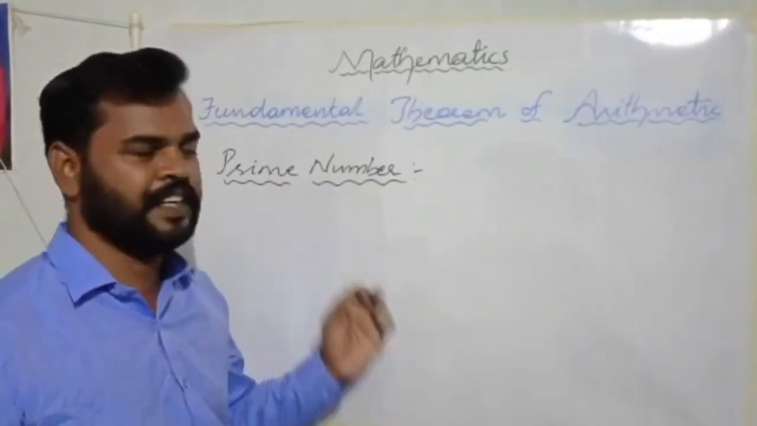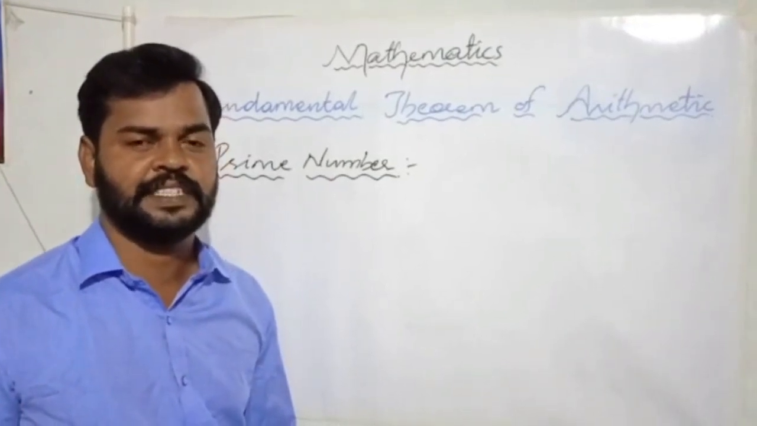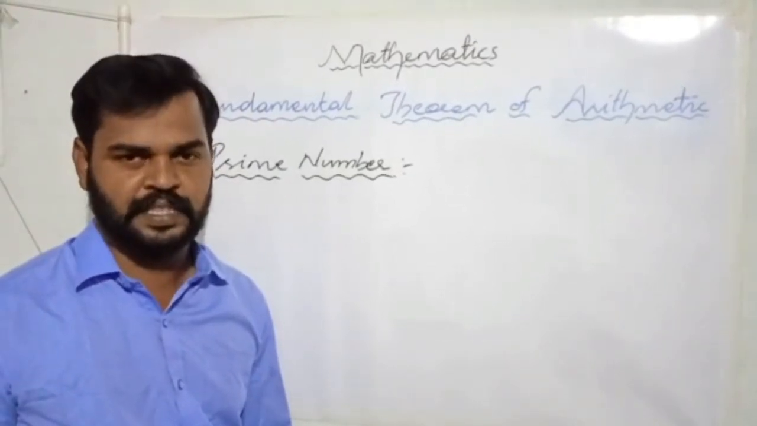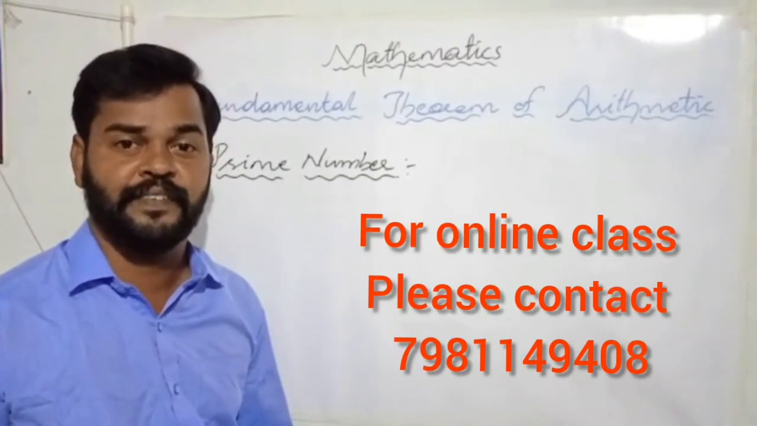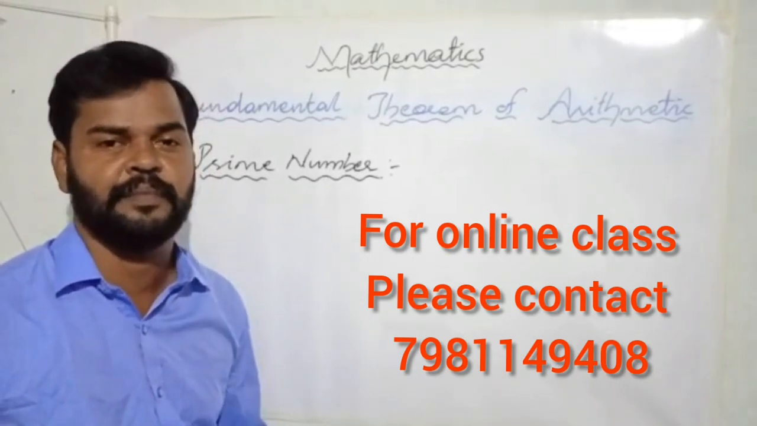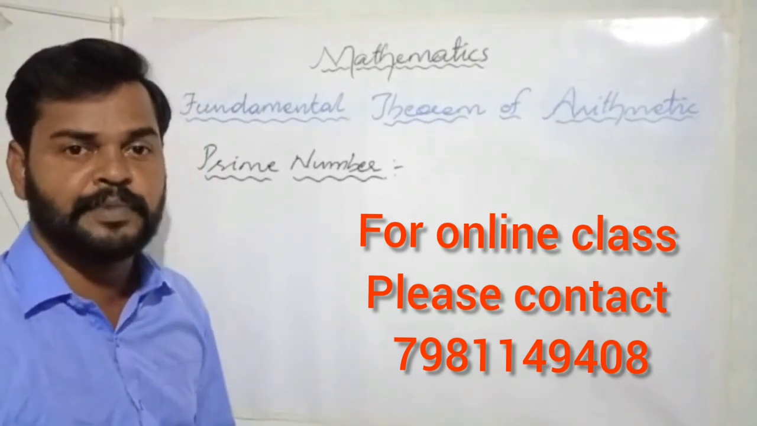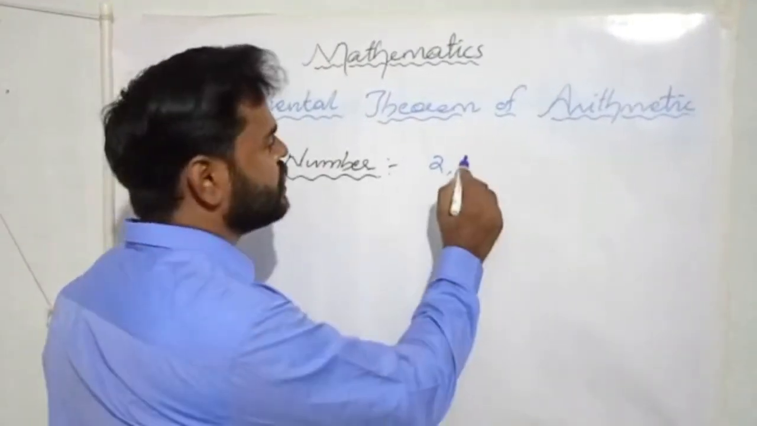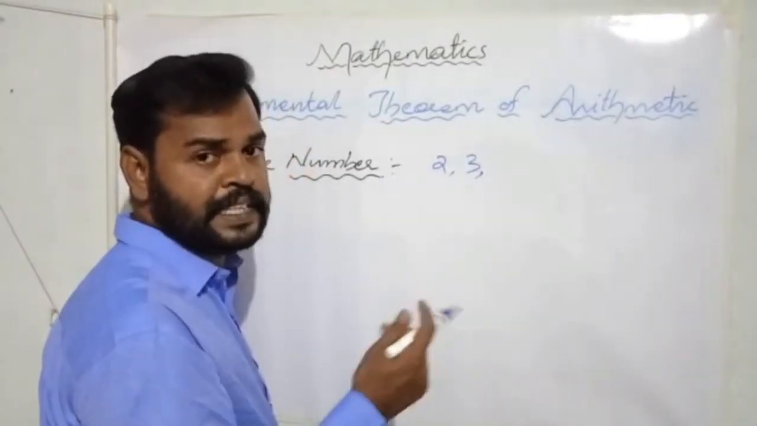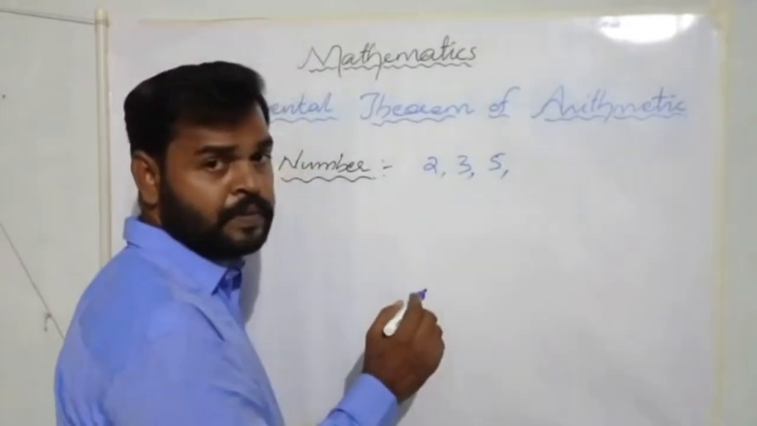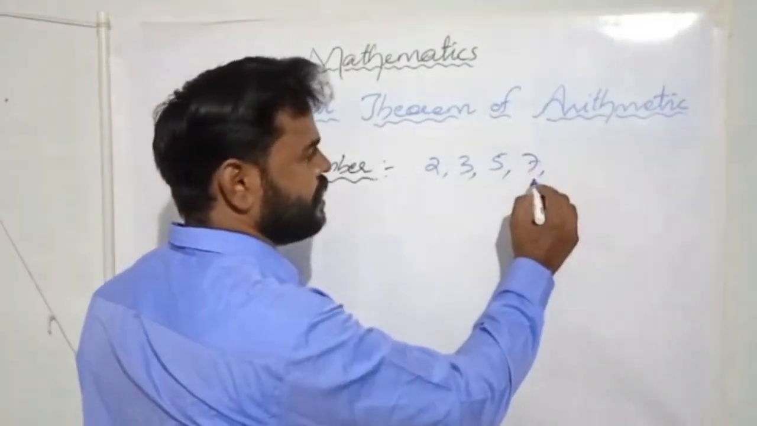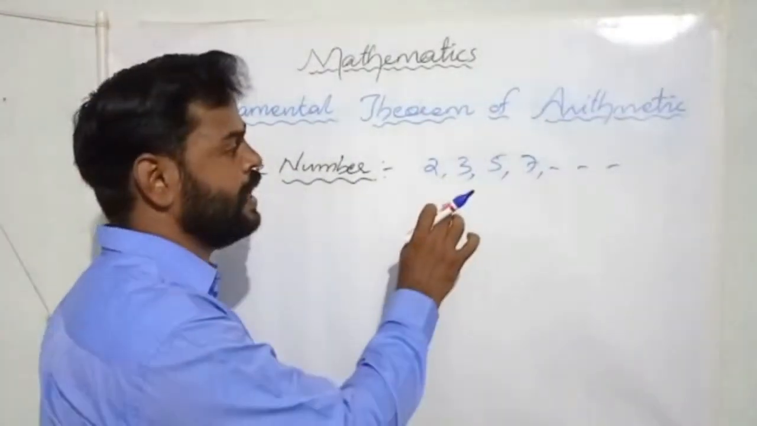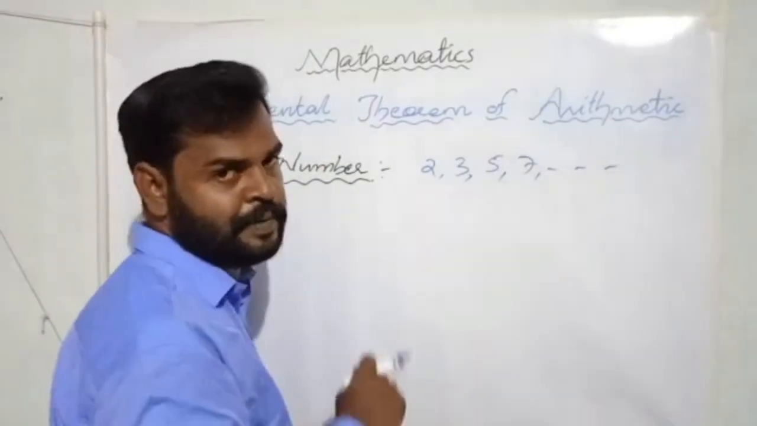First of all, let us discuss what prime numbers are. A number which has only two factors, one and itself, is called a prime number. Examples of prime numbers: 2, only two factors, 1 and 2. 3, only two factors, 1 and 3. Next, 5, factors 1 and 5. Next, 7, etc. These numbers are examples of prime numbers because they have only two factors, 1 and itself.